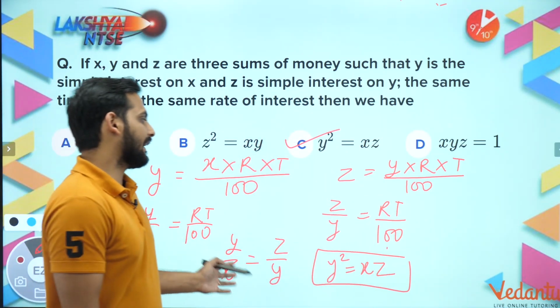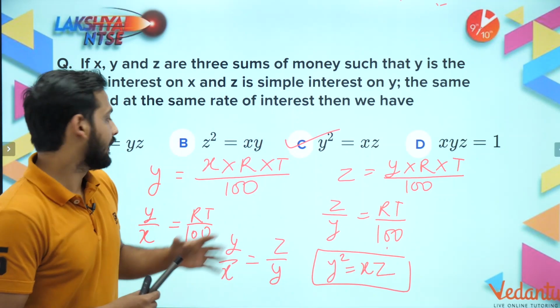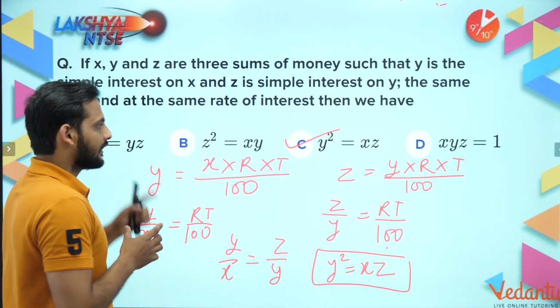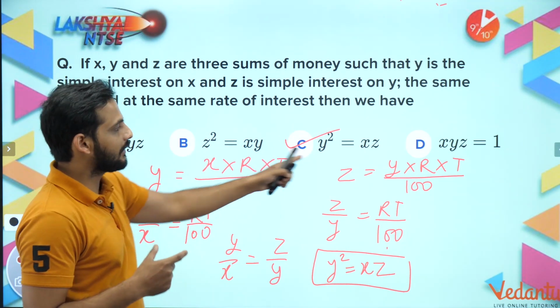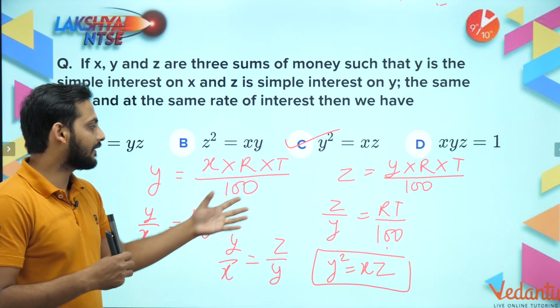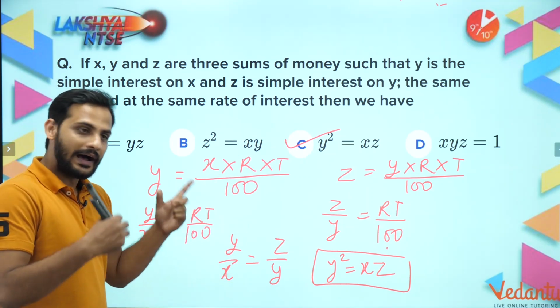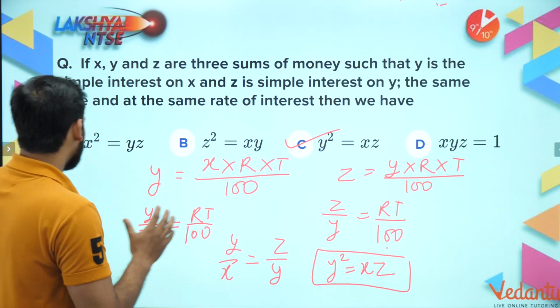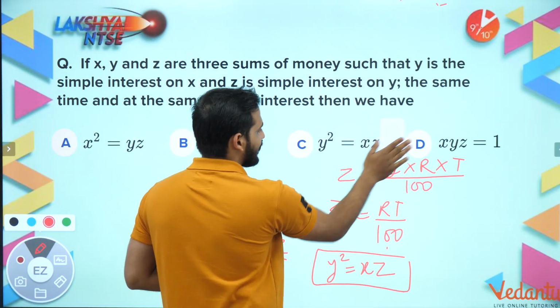Okay, so this way you have to think. Earlier I was equating for Y and eliminating Y, but then I thought that Y is available in all the options, so I cannot eliminate Y. My aim is to eliminate R, T and 100. So I focused on that part. That is very important, so always keep the options in your mind.